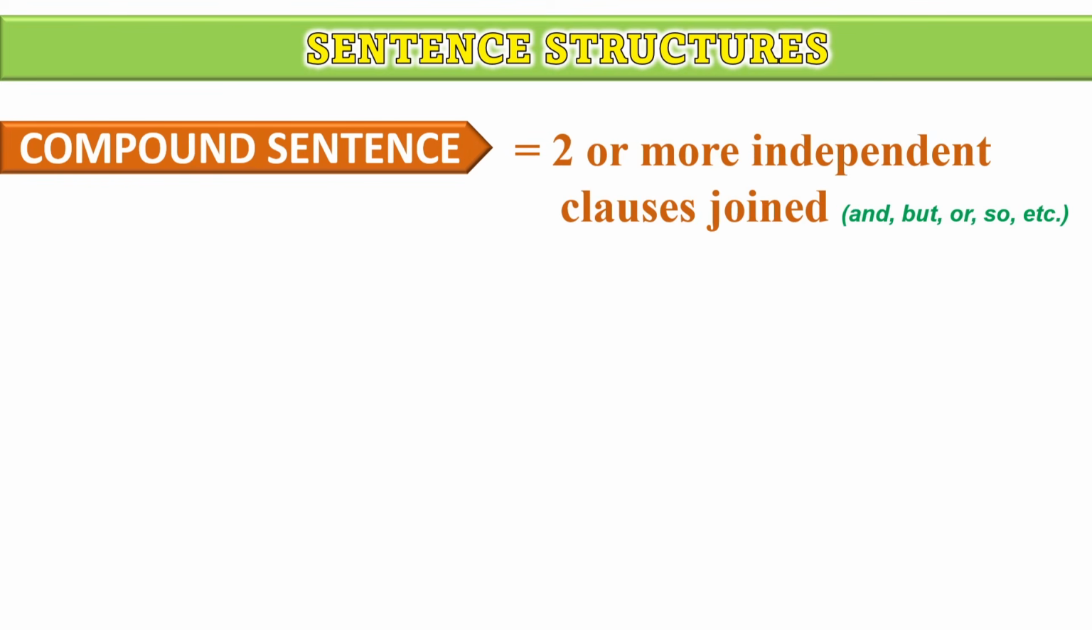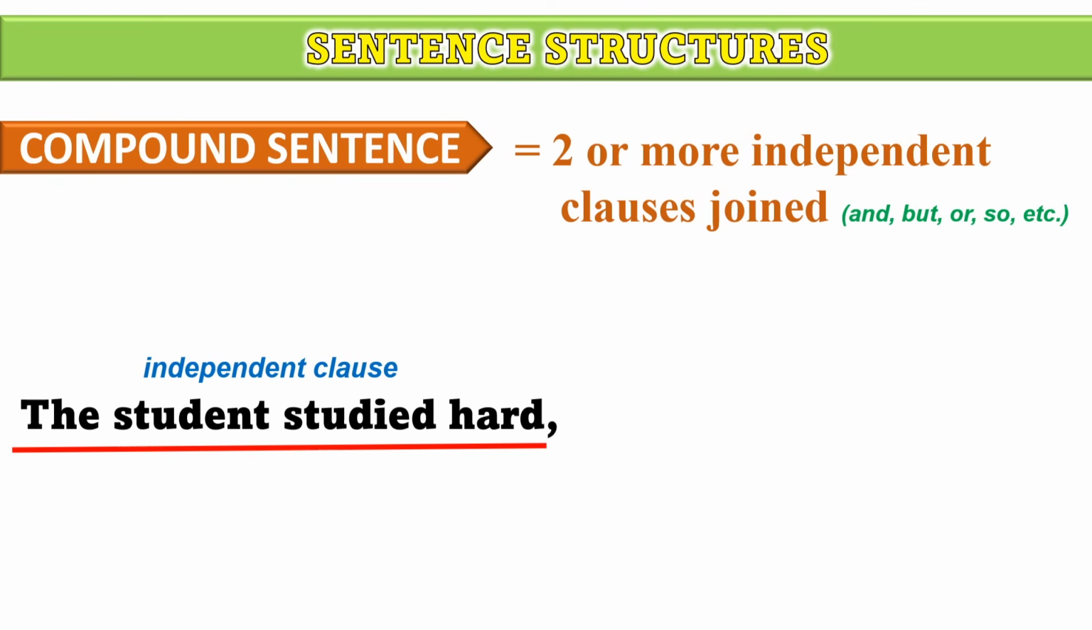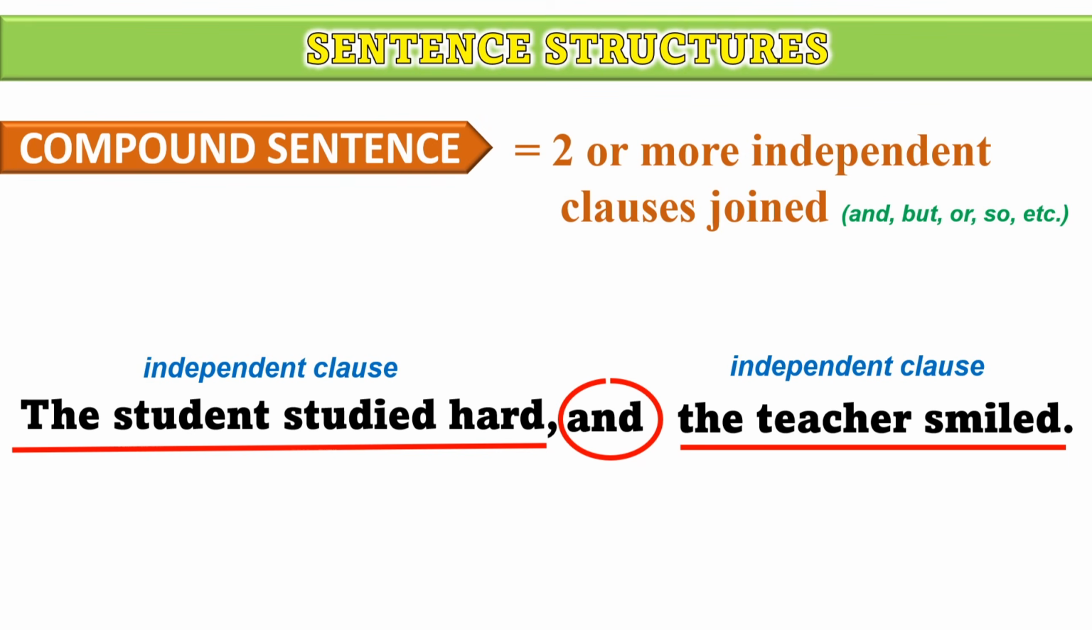Next, compound sentence. It consists of two or more independent clauses joined by and, but, or, so, and others. For example, the student studied hard, and the teacher smiled.